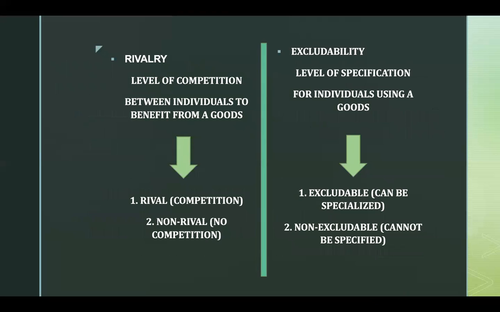So this is the differentiation between rivalry and also excludability. For the level of compensation, it will be between individuals to benefit from a good, will be rival or non-rival, and then for excludability, level of specification for individuals using a good will be excludable or non-excludable. That's the differentiation. I will explain more later.